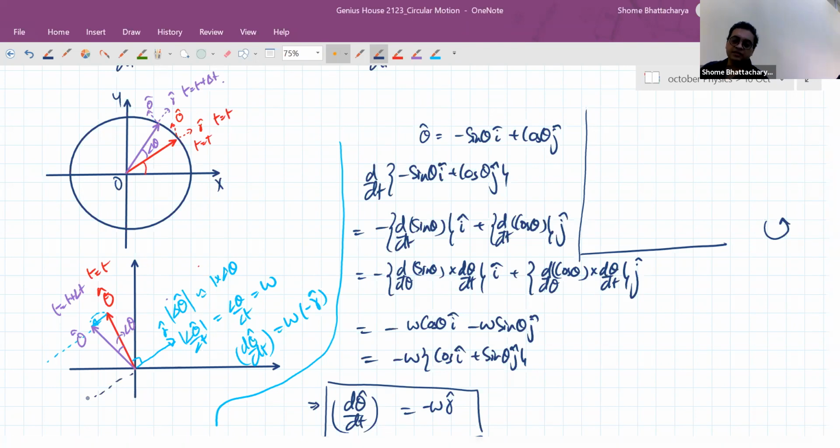And see, this d by dt of theta cap we are talking about is not an axial vector. This is a polar vector. This is the rate at which your position vector is changing, or your unit vector theta cap is changing. So that's why its direction is along minus r cap.